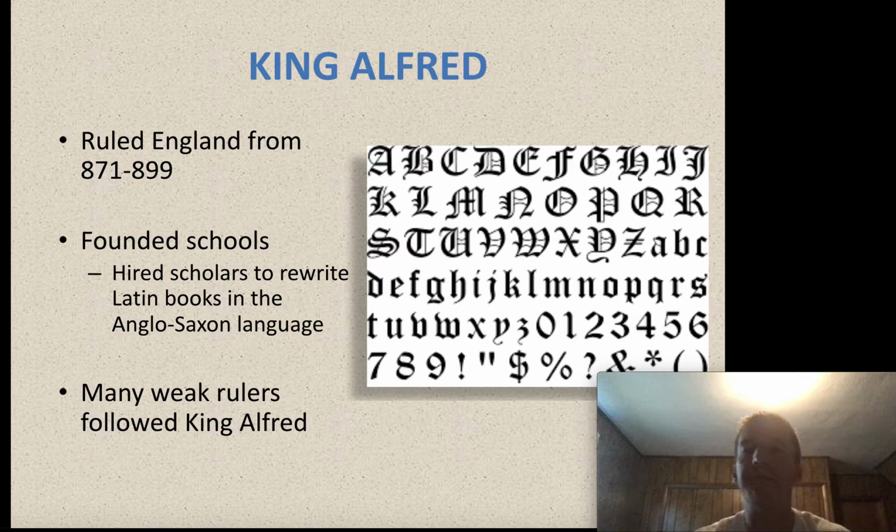The actual font itself is still used a lot today for sports fans. That D is the D of the Detroit Tigers. And you may see a lot of tattoos tend to feature some Old English font as well. But many weak rulers would follow King Alfred.